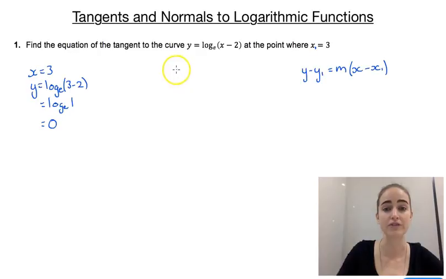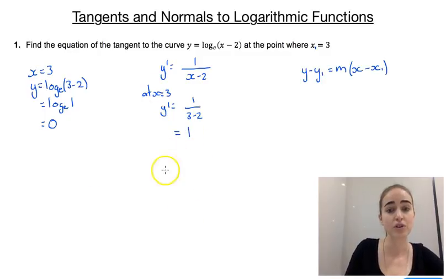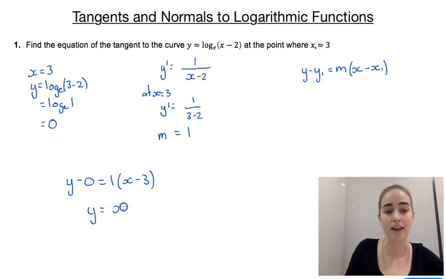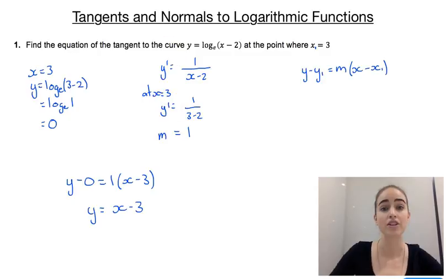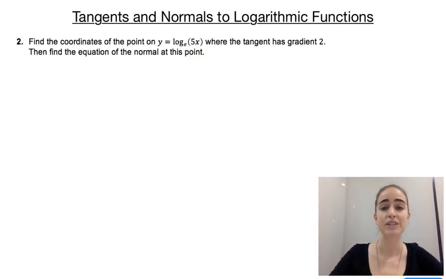So to find our m, we're going to differentiate. Differentiating this, we would end up with this function in our denominator, so our x minus 2, and the derivative of this in the top, so the derivative of that is just 1. Now at x equals 3, our derivative would be equal to 1 over 3 minus 2, which is just 1. So substituting all of that in, that becomes our m. Subbing it all in, we'd have y minus 0 equals 1 outside of x minus 3. And if we simplify that, we get y equals x minus 3 as the equation of our tangent.